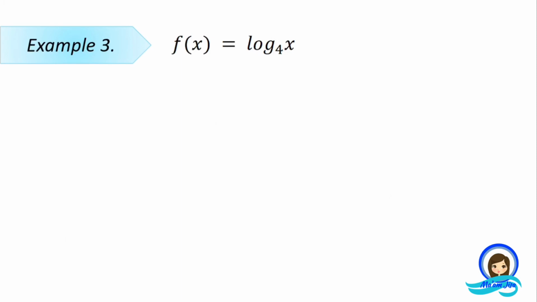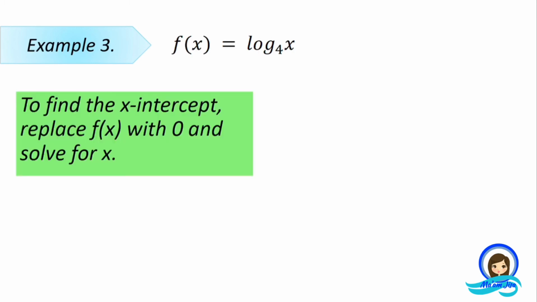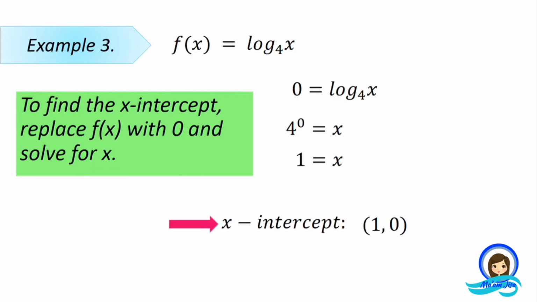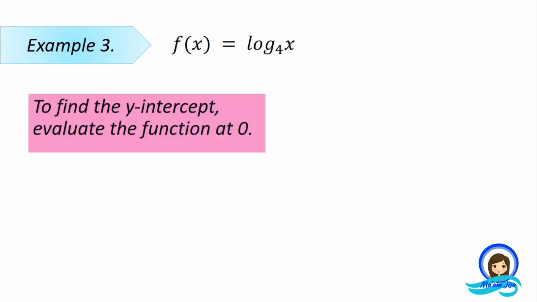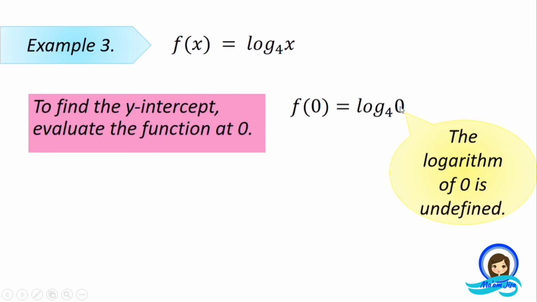The function given is f of x equals logarithm of x to the base 4. So for our x-intercept, we replace f of x with 0 and solve for x. Now transform this into its equivalent exponential form. So 4 raised to an exponent of 0 is, of course, 1. And therefore, the x-intercept is 1. For the y-intercept, we evaluate the function at 0. And since logarithm of 0 to the base 4 is undefined, there is no y-intercept.